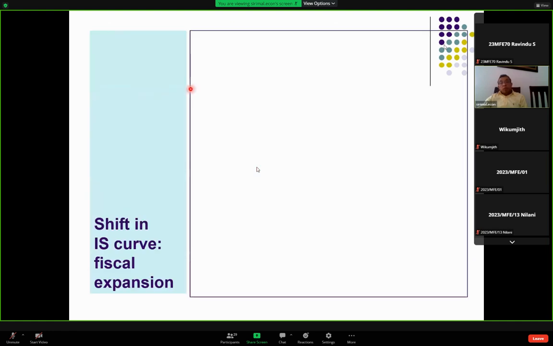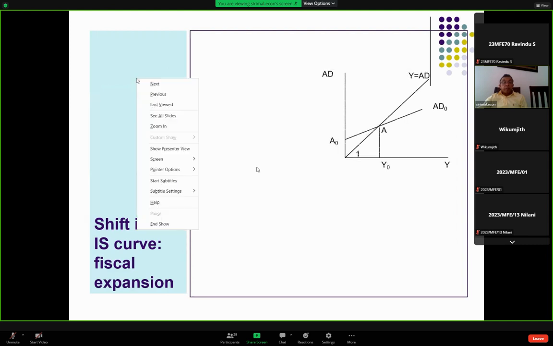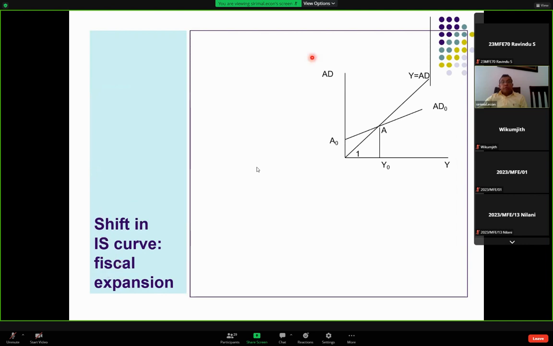After we learn about these IS and LM, let's look at how the markets move by taking fiscal expansion. You can see it here. Fiscal expansion causes a shift in the IS line. What would be the ultimate outcome in the macroeconomy?